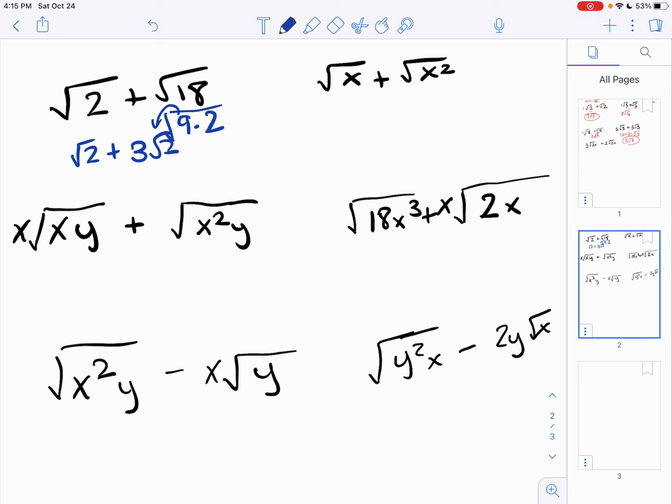Now we can do it. There's a 1 in front here. So 3 plus 1 equals 4. So we have 4 radical 2.